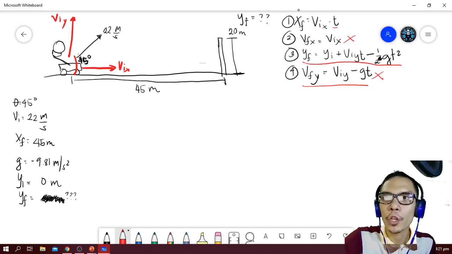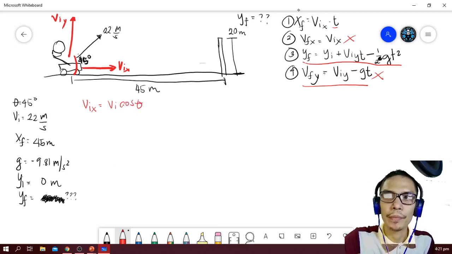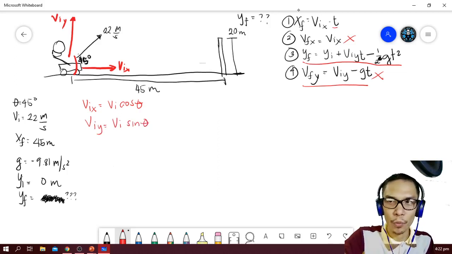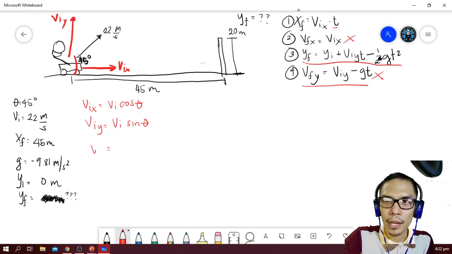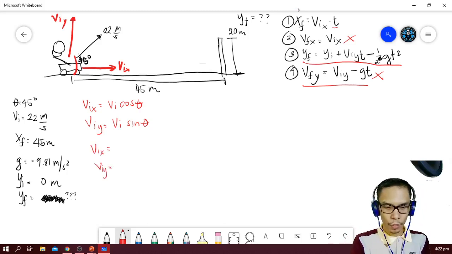Let's solve for this one. First, let's solve for the components. V sub ix can be obtained by V sub i cosine theta. Then we have V sub iy is equal to V sub i sine theta. Since it is 45 degrees, both of them are equal. So we have V sub ix, then V sub iy.